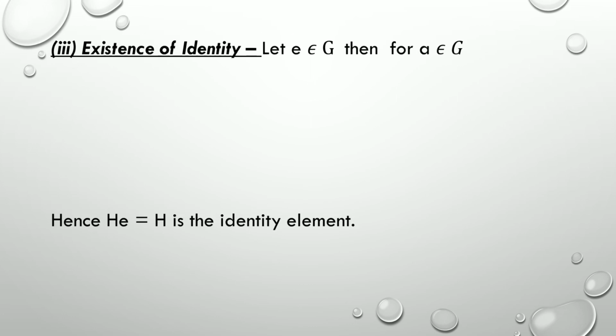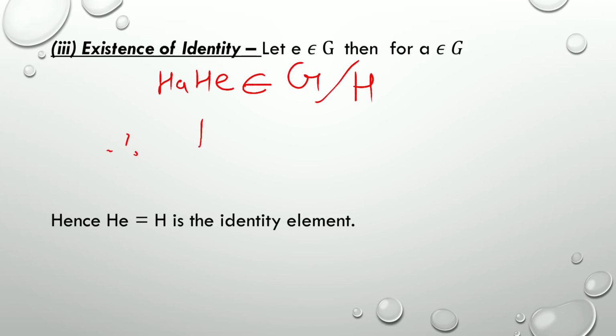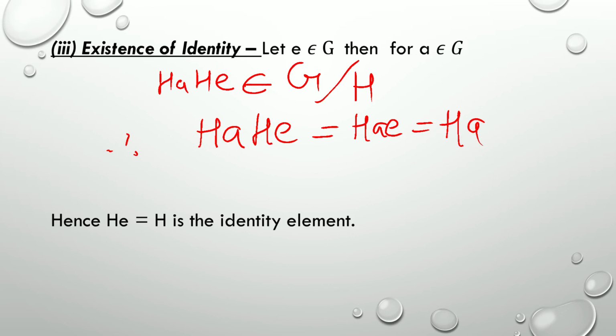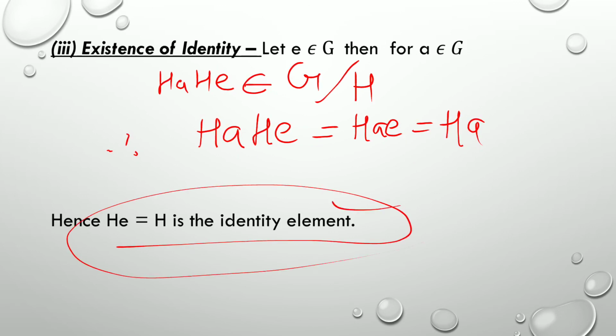Third property, existence of identity. Let e belong to G and then for a belonging to G, Ha, He belong to G over H. So HaHe is equal to Hae, which is equal to Ha. Hence He, which is H, is the identity element.